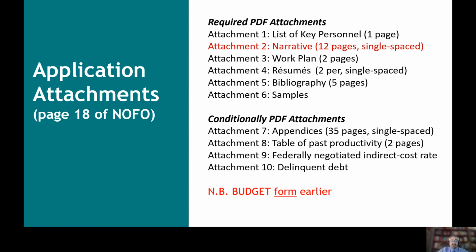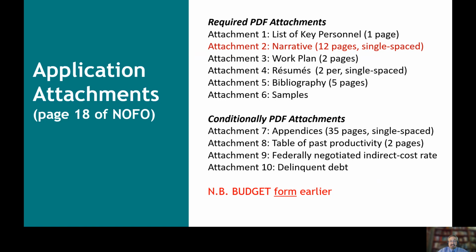So here is the list of those attachments that you need to create, and I'll go through them here briefly. Obviously, as I've mentioned, it's attachment 2, that 12-page narrative, that's sort of the core of your work and probably will take the most amount of time. Things like the work plan, the resumes, bibliographies are things that other people may be contributing to creating. And then, of course, the sample is an important attachment because it does show the work that you're going to do, and gives us some sense of how you're going to do it.